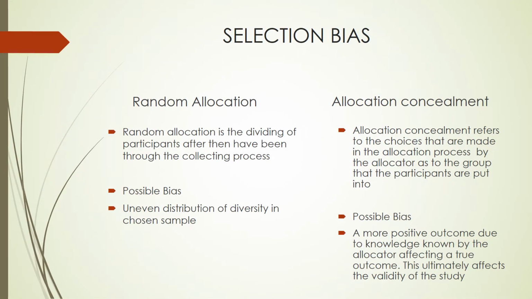Selection bias consists of random allocation and allocation concealment. Random allocation is a division of participants after they've been through the collecting process. The possible bias here is the uneven distribution of diversity in the chosen sample. Allocation concealment is where the allocators have chosen which group the participants should be going into. The possible bias here is that there may be a more positive outcome, affecting the validity of the study.